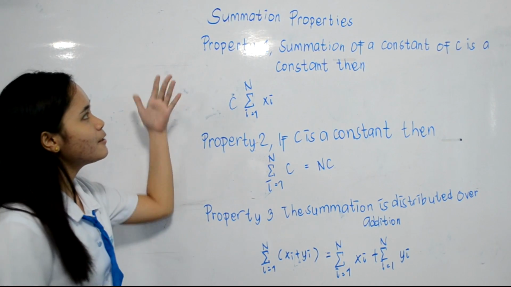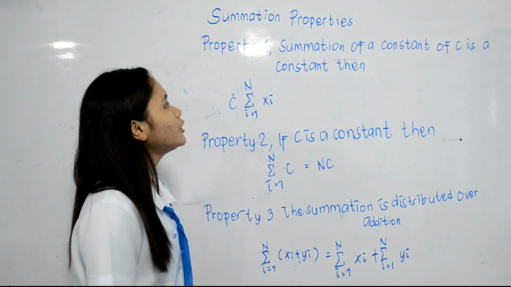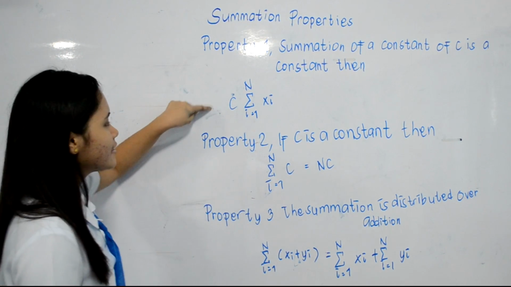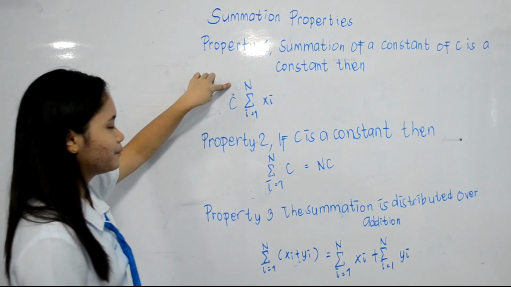Here are the 3 summation properties. First is property 1. Summation of a constant c is a constant, then it is read as summation of x sub I as I goes from 1 to n.